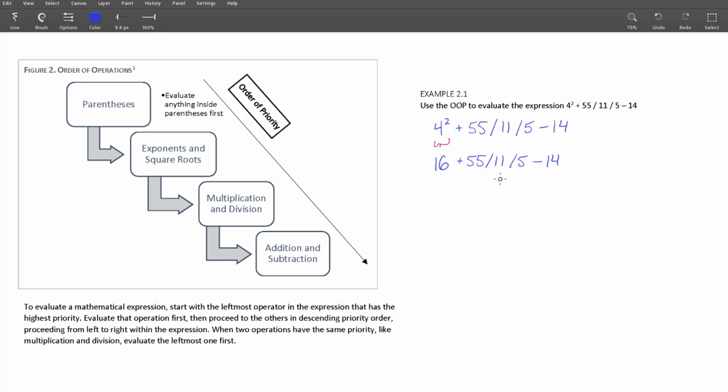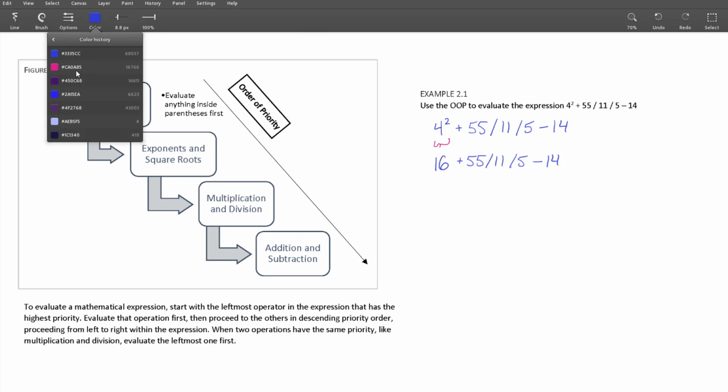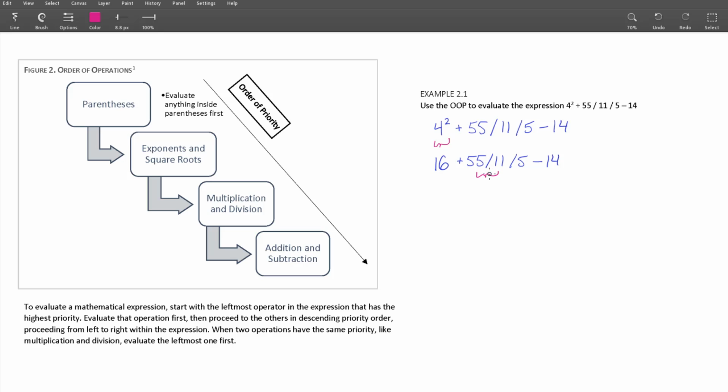Okay, next order of priority. Well, looking at this, parentheses, there are none. Exponents we already took care of. We've got multiplication and division. So I see a division. Which one do we do first? The one on the left. So you're going to do this operation next. 55 divided by 11 is 5. Now I'm going to recopy the rest of this expression so we can keep track of what we're doing. So now we have 16 plus 5 divided by 5 minus 14.